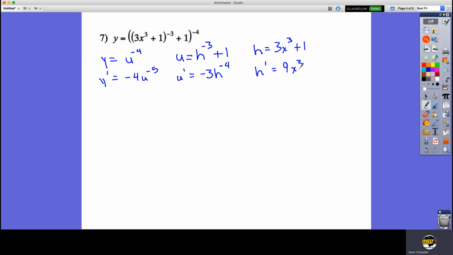All right, so there's our 3 derivatives. Then we have to multiply our numbers together. 12 times 9 is 108 x squared. Then we've got our u to the negative 5th. So this is where it gets a little bit more complicated.